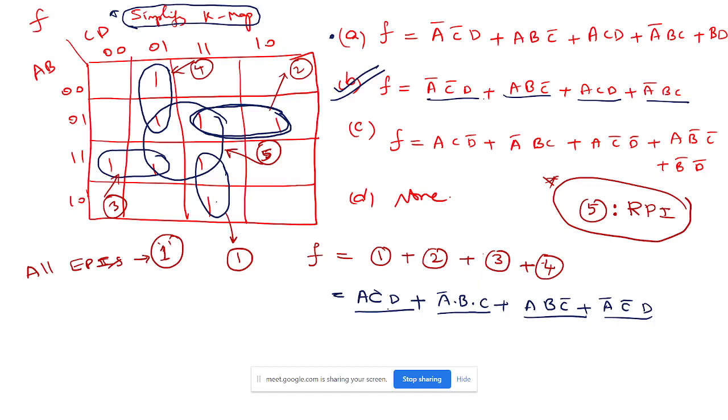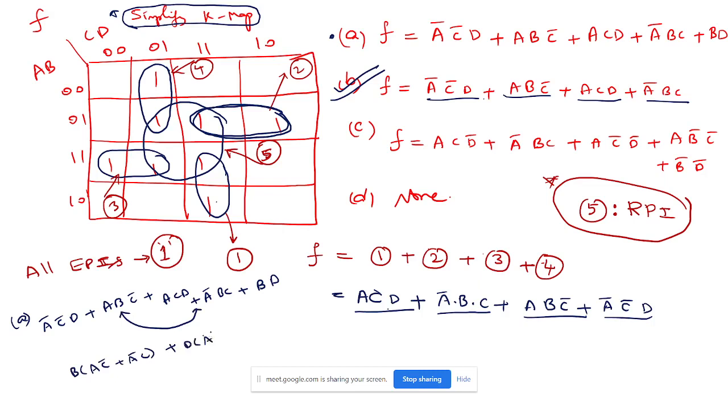And surprisingly, there is a consensus theorem also you can apply. Suppose somebody says option A is the right answer, let's assume. Option A is A bar C bar D plus AB C bar plus ACD plus A bar BC plus BD, correct? Now what I'll do is simple rearrangement. From these two, I can take B common: B into AC bar plus A bar C, plus D into A bar C bar plus AC, plus BD.